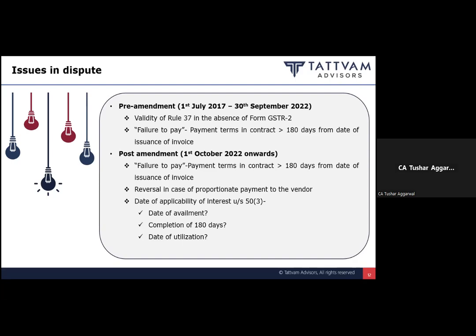So the crux is interest should be levied from the date of utilization or completion of 180 days, whichever is later. I repeat, interest should be levied from the completion of 180 days or date of utilization, whichever is later. That is a possible argument to my view. Obviously, all these things have to be tested in a court of law.